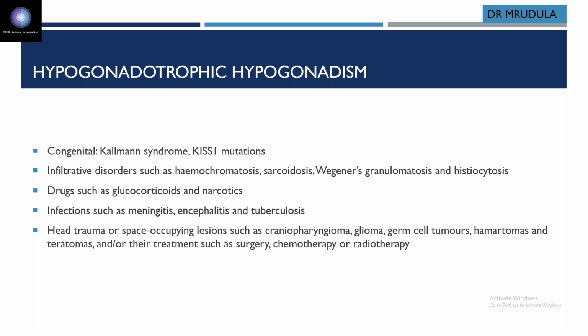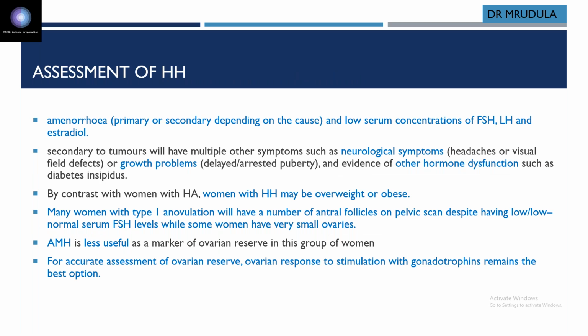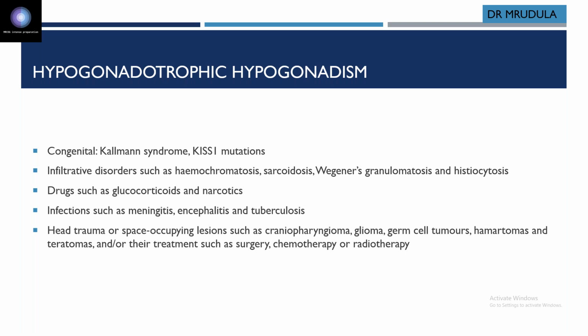Now coming to type 1 anovulation, there are three types. One is hypogonadotrophic hypogonadism. Usually there are three types, I will tell you.